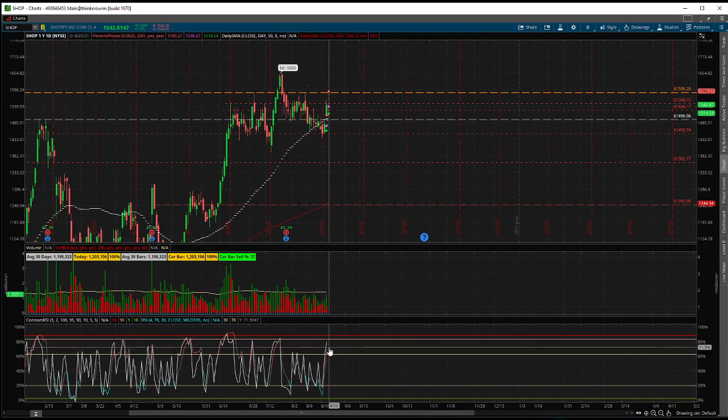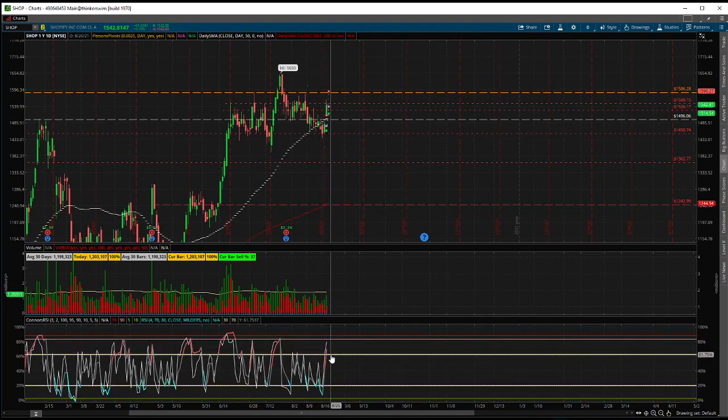RSI seems to be okay. It's not yet in the overbought territory. So I think Shopify has some more room to run.